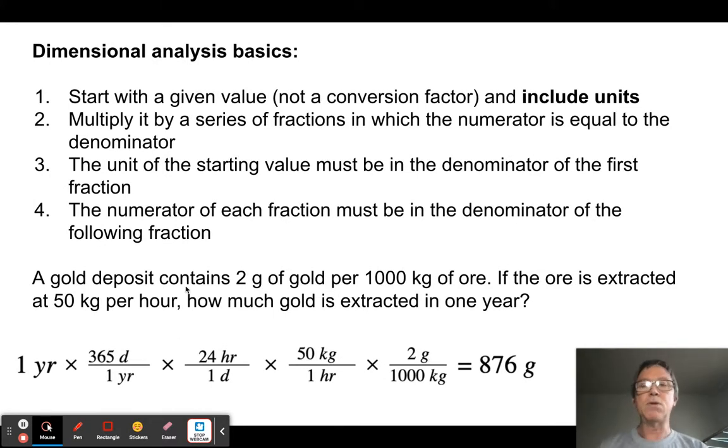Okay. So I have a gold deposit that contains 2 grams of gold per 1,000 kilograms of ore. If the ore is extracted at a rate of 50 kilograms per hour, how much gold is extracted in 1 year? This is a very common kind of question they might ask you. Okay. So here's a trick to it. You want to start with a value that's not a fraction usually. In that case, 1 year. And I'm going to convert years into grams of gold.